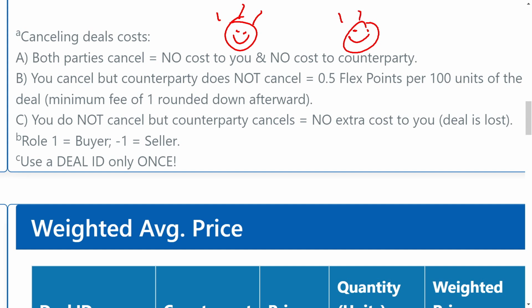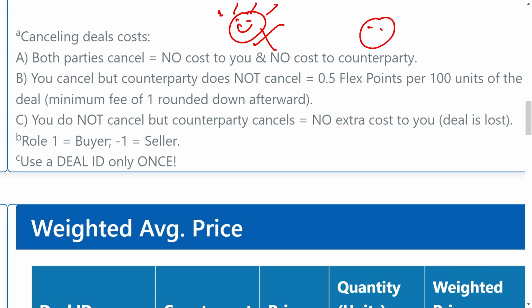So in that kind of case, what we have is a group here and a group here. And at the beginning, everybody's happy. But then at the end, this side, they cancel the deal. And they're happy because they didn't like the deal. And then the other side, they're not happy because they did like the deal. And they do not want to cancel. They like the deal.